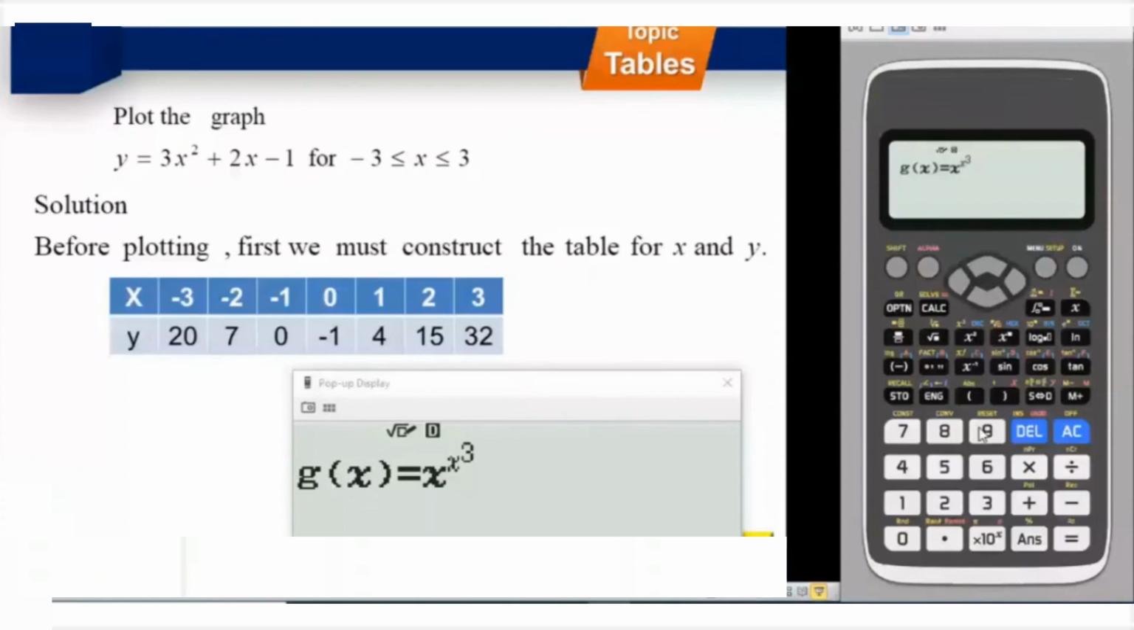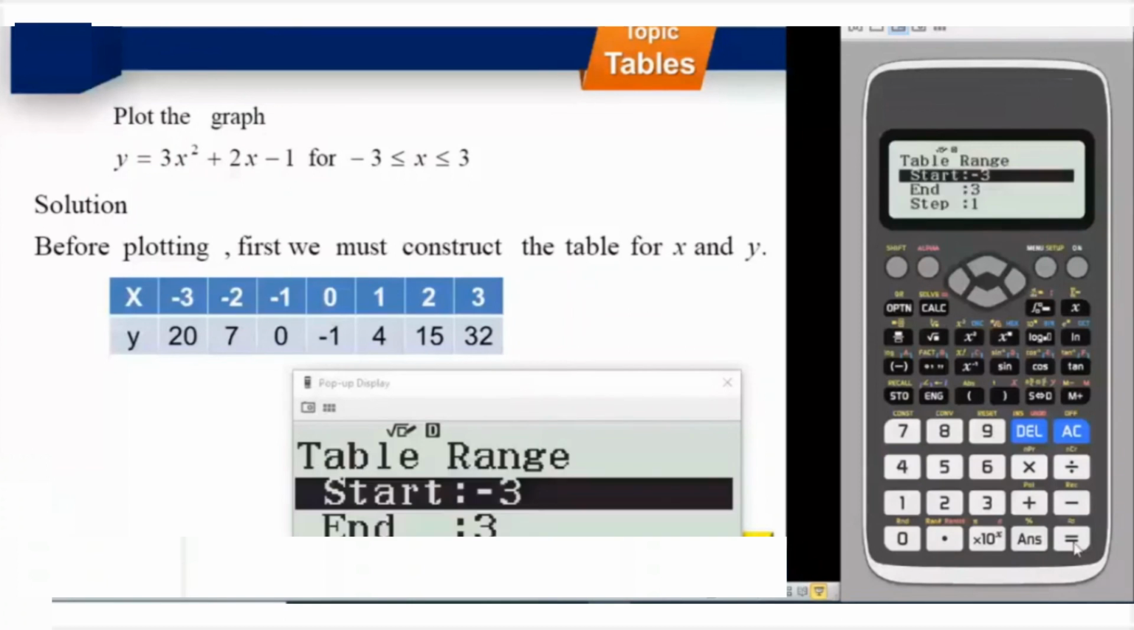x power 6 minus x power 4. So now I have two equations. Let's say my starting value is minus 3. My ending value is, let's say, 3, and step is 1. So I got all the values.